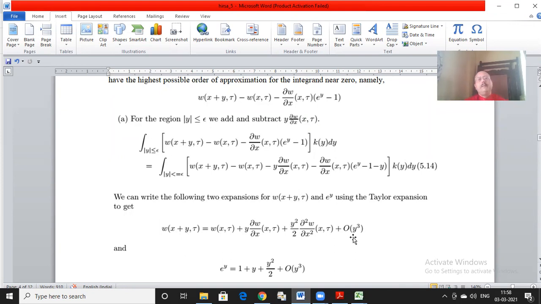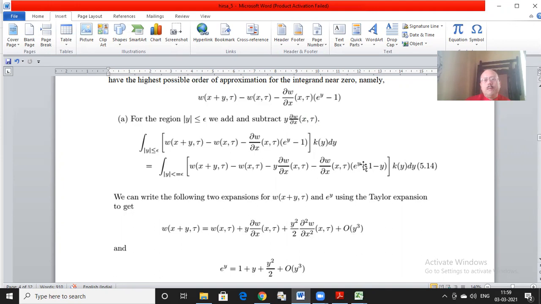So we are expanding w(x + yτ) around x. x is the fixed point. We are expanding. So second order approximation, I am considering up to the second derivative here. And this is the error.